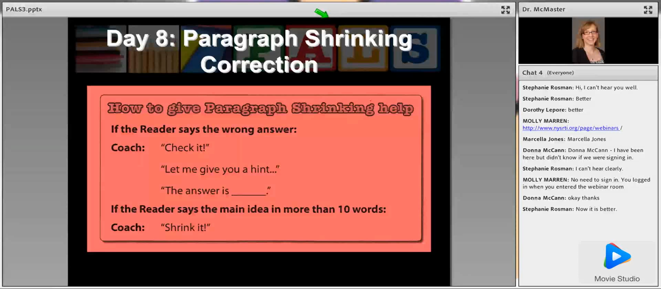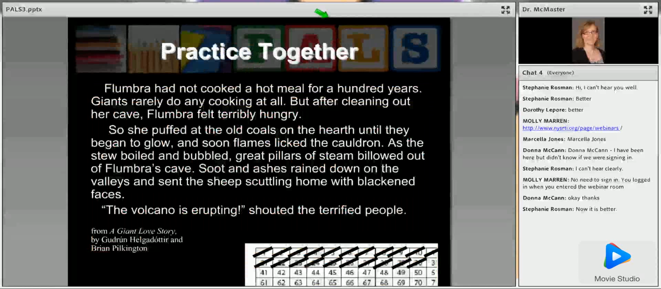This is from the giant love story that I shared last time, and if you remember, there's a giant named Flumbra, and she is in love with a very lazy giant who hasn't yet come to visit her, so she's trying to get his attention, I guess. And so far, she's cleaned out her cave. The last part that we read, she had made a big fuss cleaning out her cave. So we're going to pick up where we left off from there.